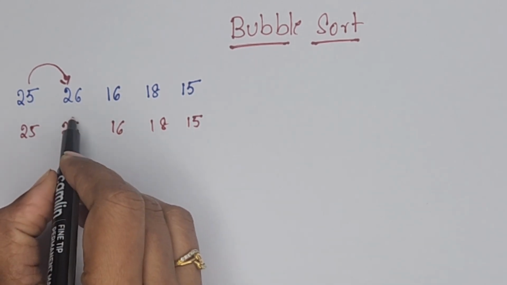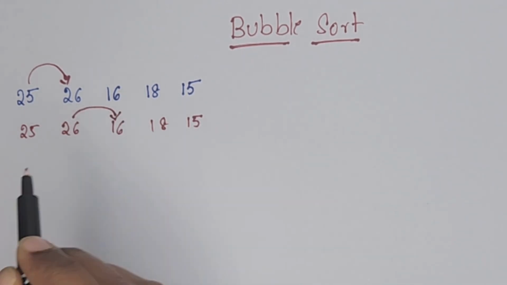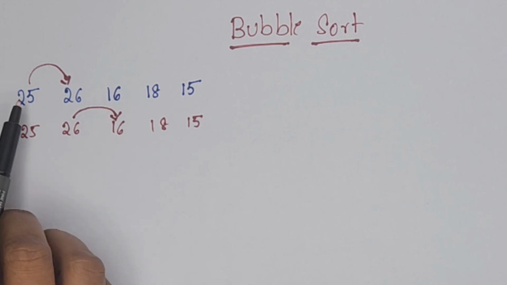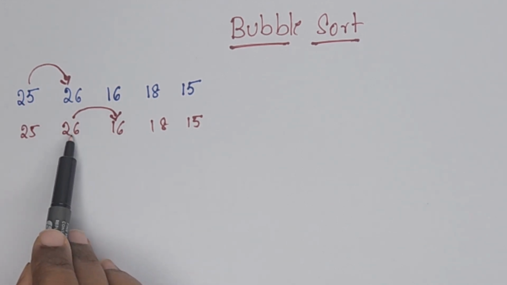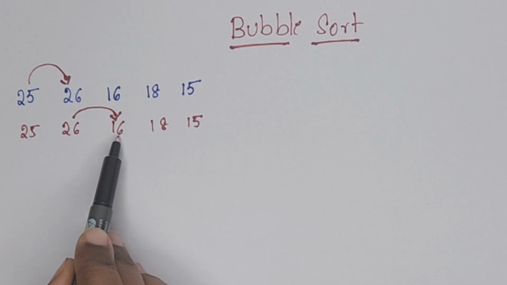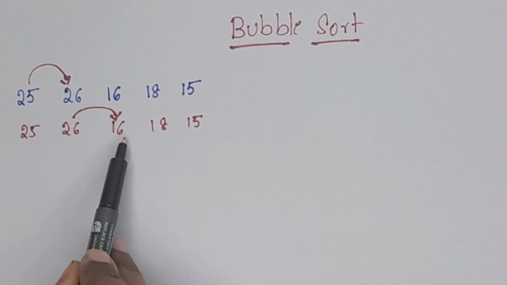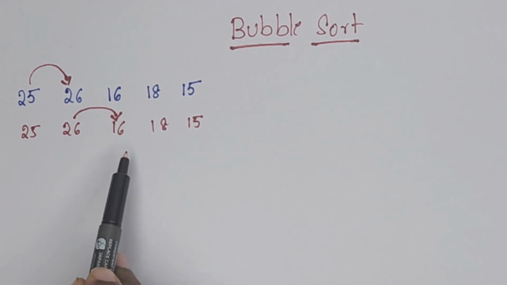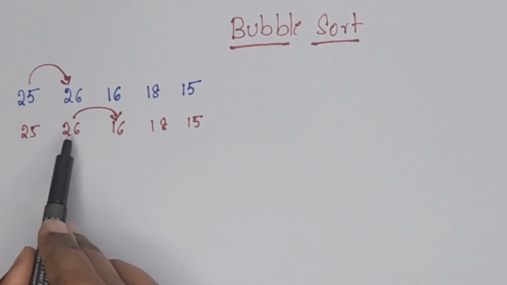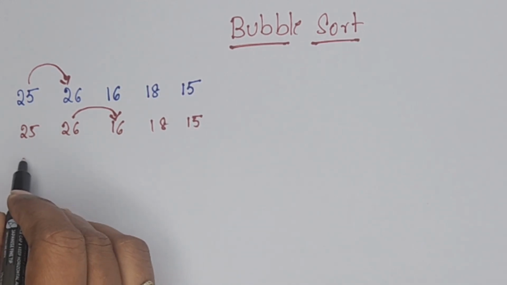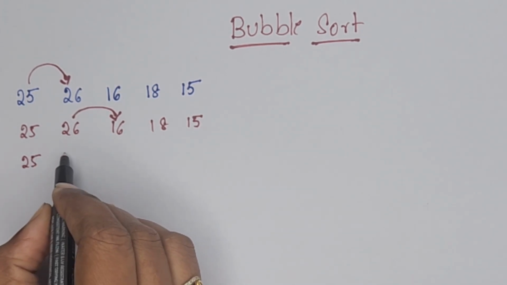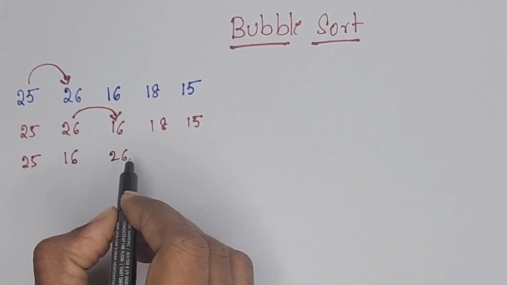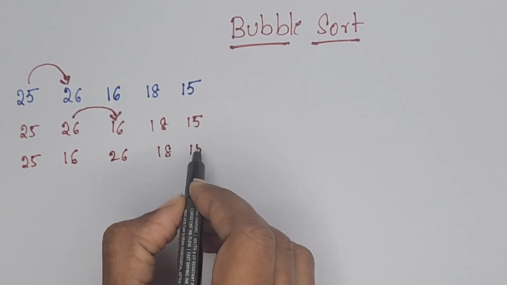Now the second element is compared with the third element. So first element with second element, then second element and third element. Again, if the second element is greater than the third element, then we have to swap, because we are sorting the elements in ascending order. 26 is greater, so we have to swap, meaning exchange these two elements: 25, 16, 26, 18 and 15.